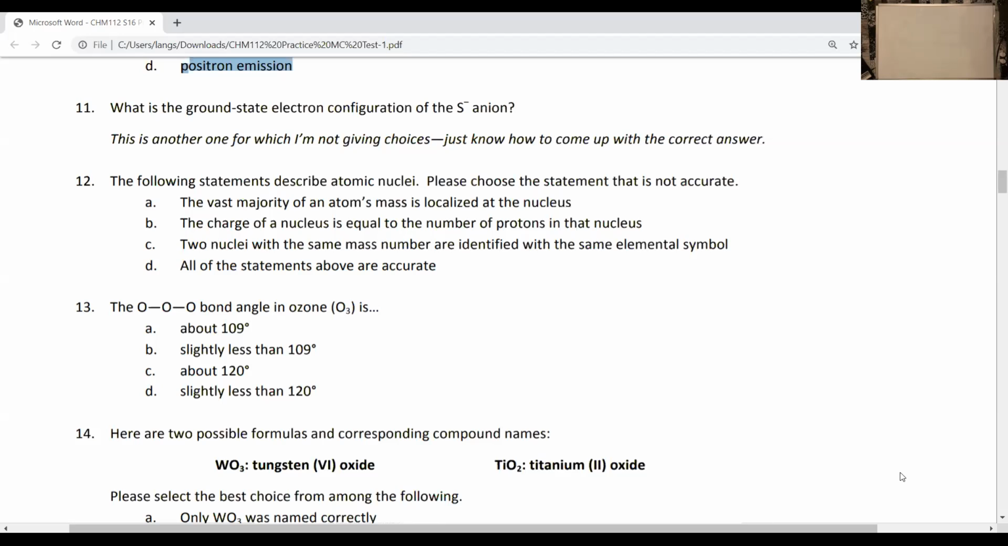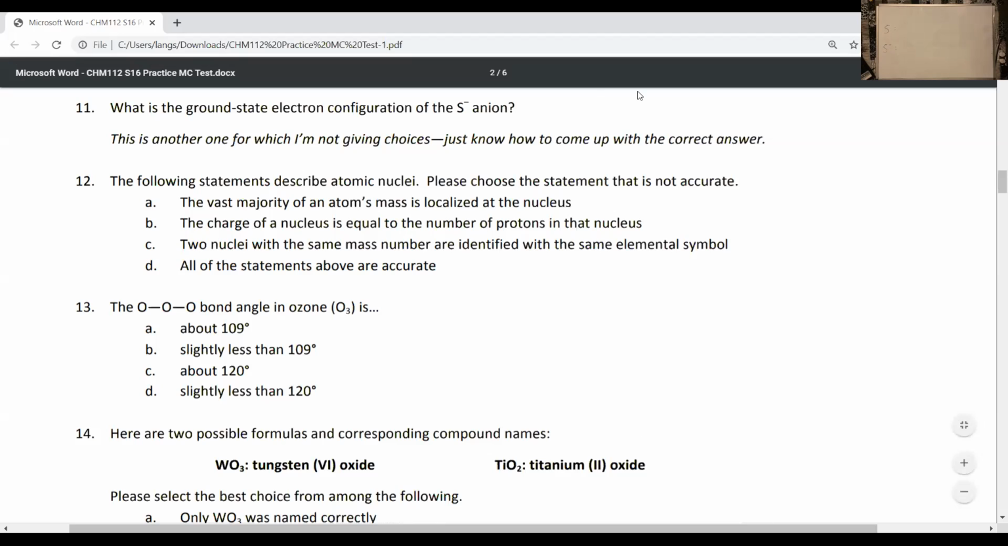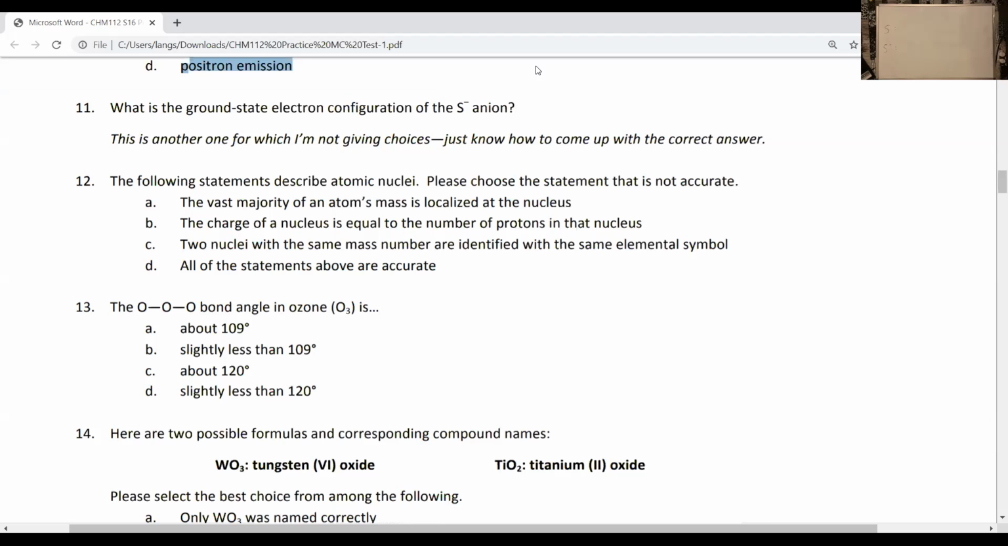What's the ground state? So I wanted S minus. So S minus is going to be, and then, I'll do it for S first. Here we're looking for the electron configuration of an S minus ion. So do that, get a good review.